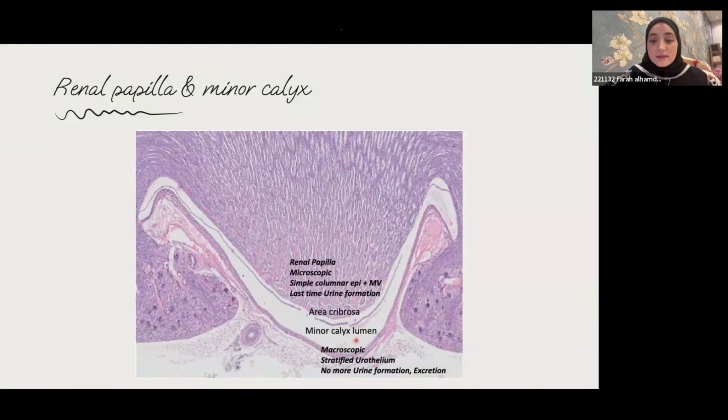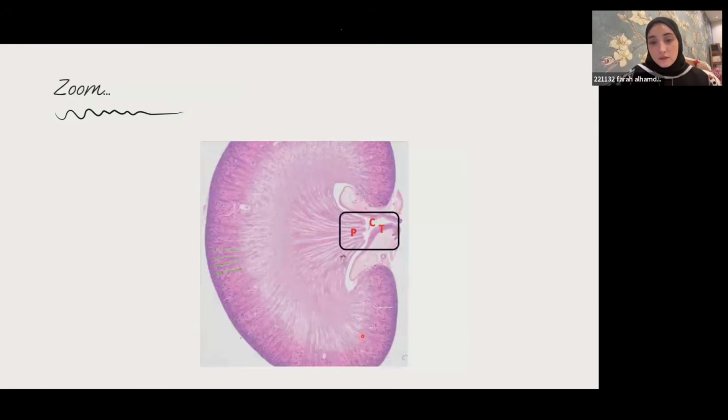So this is the minor calyx lumen. This is where we have stratified urothelium or transitional epithelium. This is where it begins, and there's no more urine formation, only excretion from here onwards. So the minor calyx, major calyx, ureters, urinary bladder, urethra, and so on. So let's zoom into here. The papilla, this is the calyx, and the transitional epithelium.